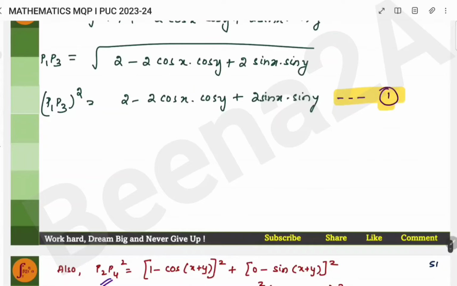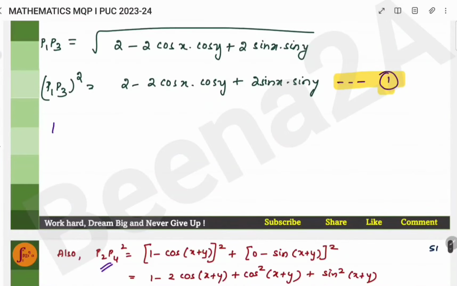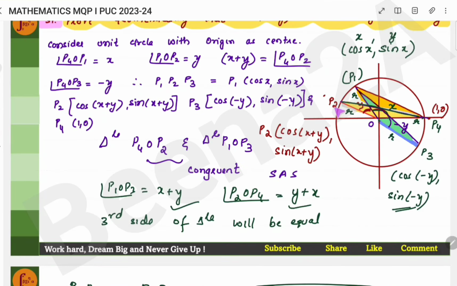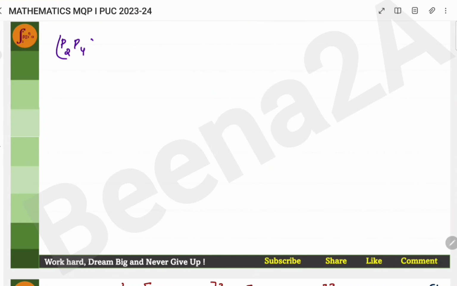Now let's call this equation 1. Now let's go to the next side, P2, P4. Let's find P2, P4 the whole square using the distance formula again. So what is P2, P4? P2 is this coordinate and P4 is 1, 0. So P2, P4 the whole square is equal to, P2 is nothing but cos of x plus y, sin of x plus y. P4 is 1, 0. Right?